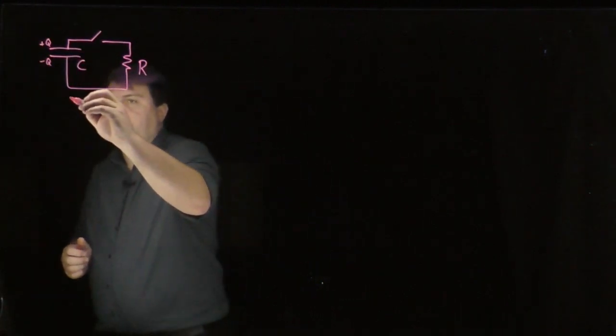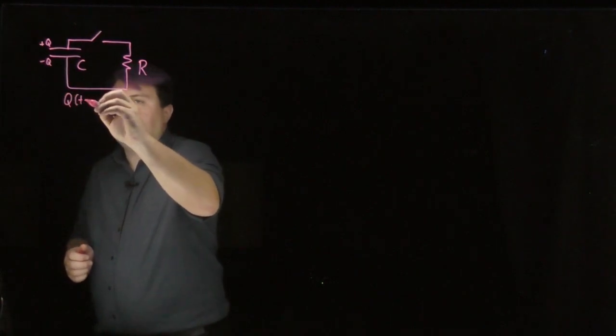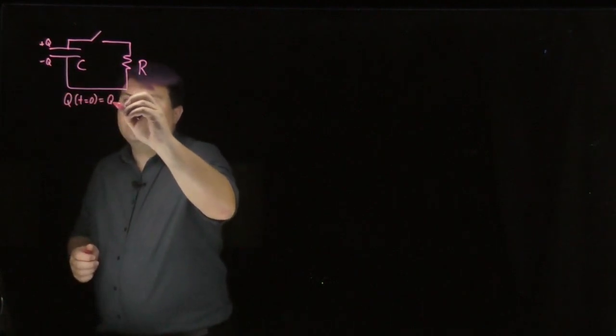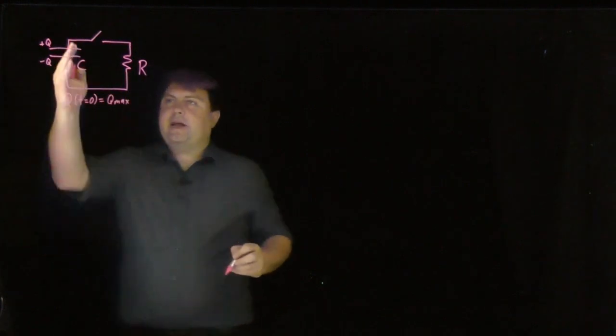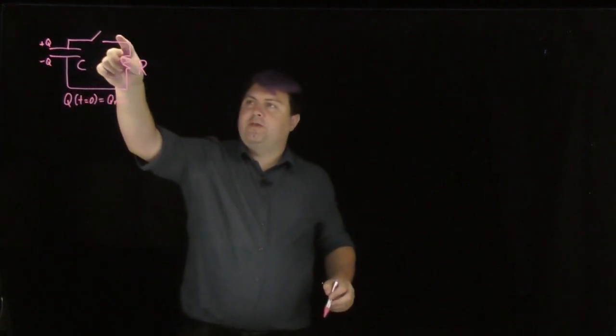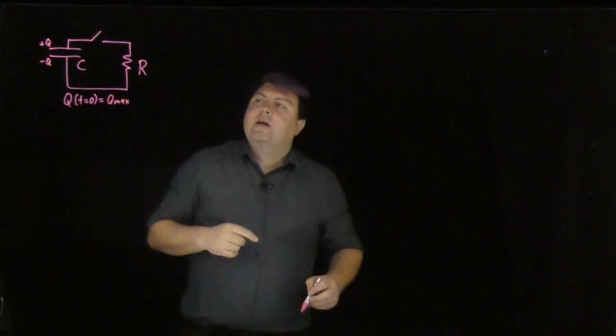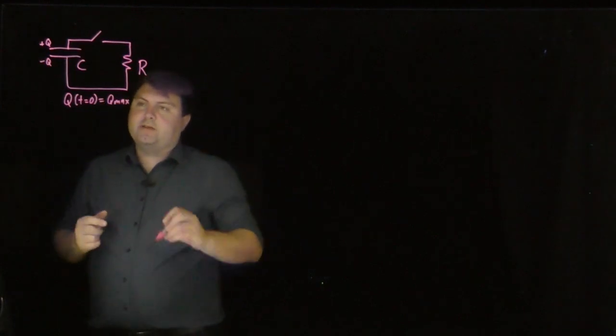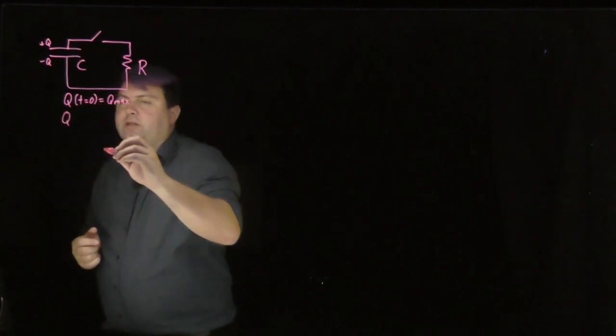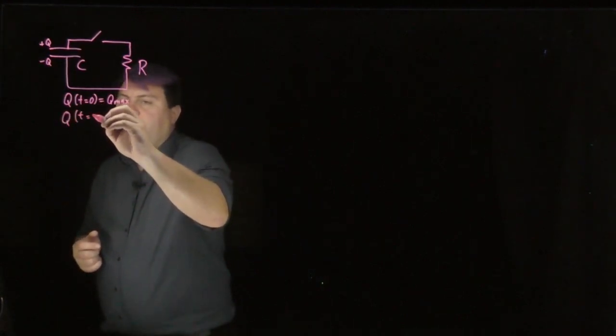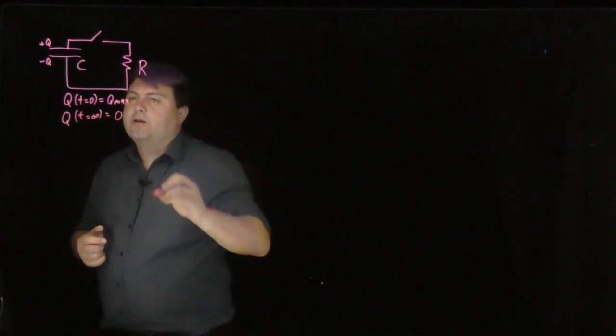So what is going to happen is that the charge at time equals 0 is going to be Q max. And then after we flip this switch, all of the charge is going to go through here and eventually discharge the capacitor. We don't know how long that's going to take, but we know after an infinite amount of time, the charge will be 0.